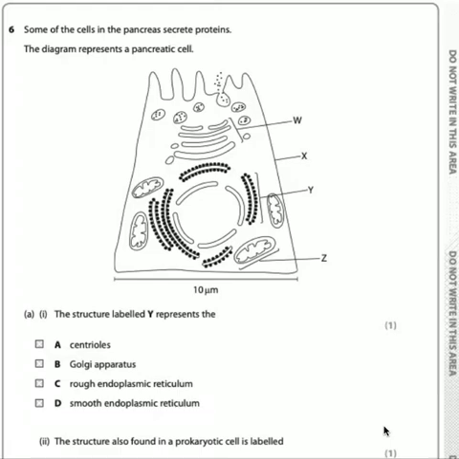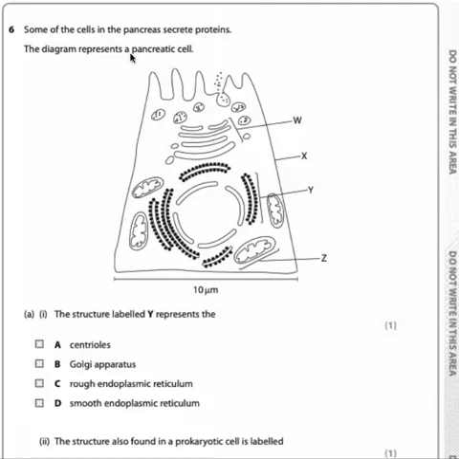6. Some of the cells in the pancreas secrete proteins. The diagram represents a pancreatic cell. The structure labelled Y represents the... Okay, so first things first, they've said a pancreatic cell, but a pancreatic cell means it's in the pancreas, and that's in the human body. So basically they're saying a eukaryotic cell.